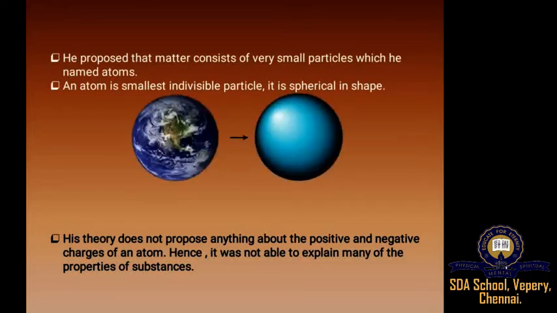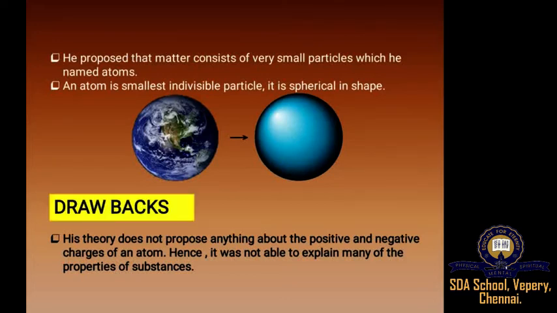We all know Earth is spherical shape, right? Likewise, atom is also spherical shape. The drawbacks of his theory was, his theory does not propose anything about the positive and negative charges of an atom. He just said the shape of the atom, it is spherical in shape. But he does not say anything about the charges of an atom, whether it is positive charge, negative charge or neutral charge. Hence, this was the drawback of his theory.